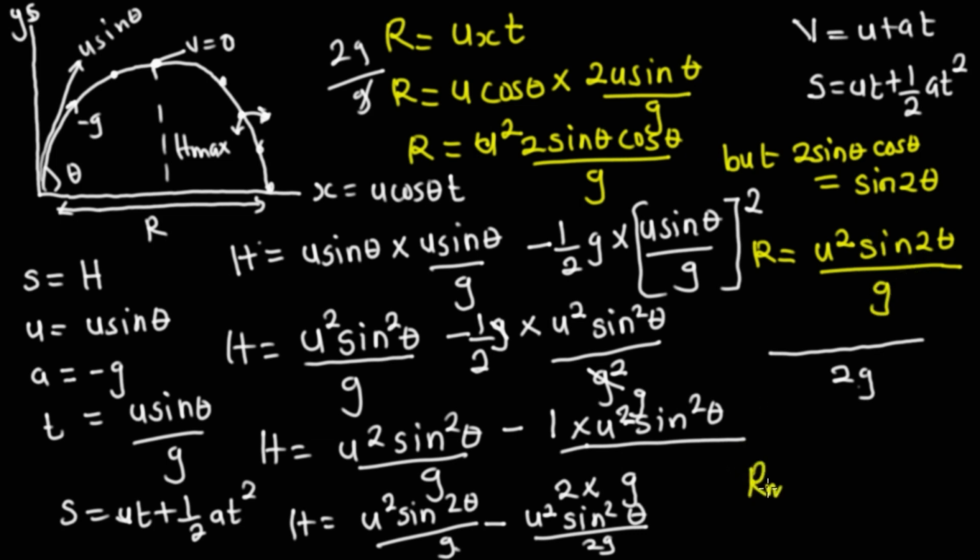Your maximum range is given as u squared over g.